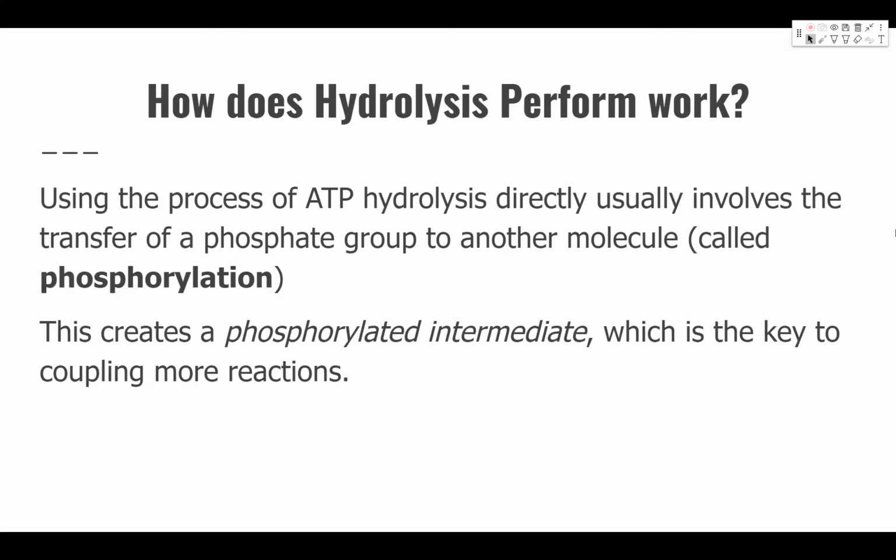So, when we use ATP hydrolysis, a lot of the time we are going to directly transfer that phosphate group to another molecule. So instead of getting that loose inorganic phosphate, we're just going to chuck it on something else in a process called phosphorylation. When we add a phosphate group to something, we call that phosphorylation. What this will do is create a phosphorylated intermediate. That phosphorylated intermediate is going to be the key to getting some of these reactions started.